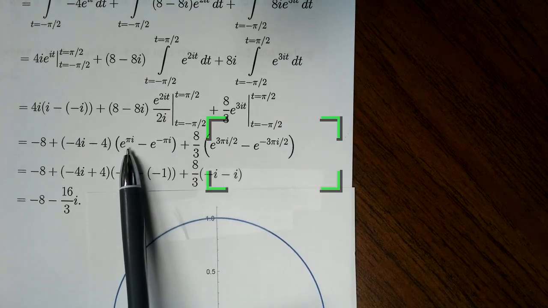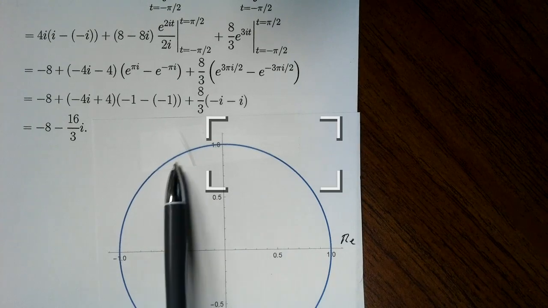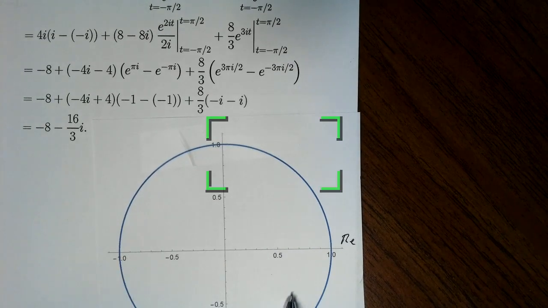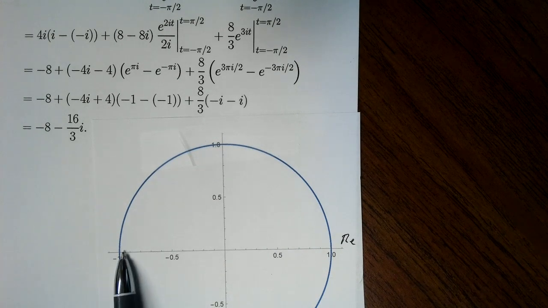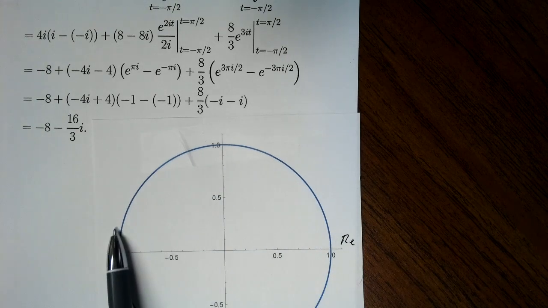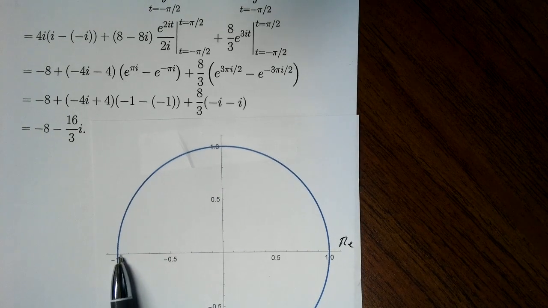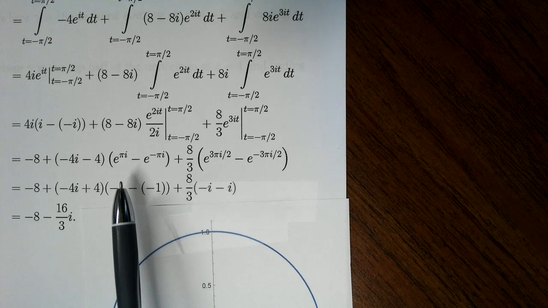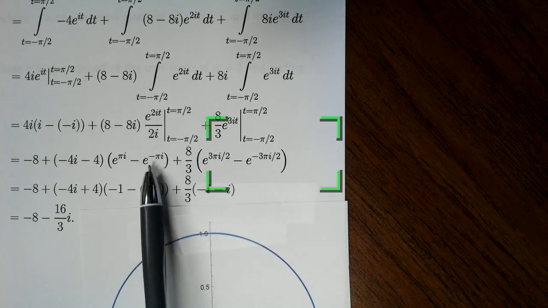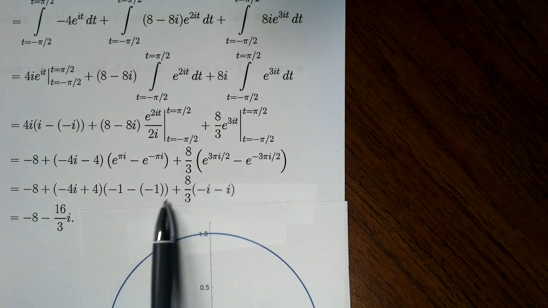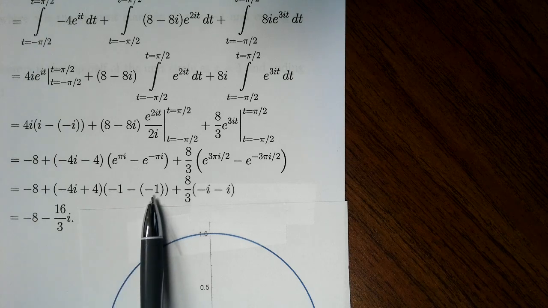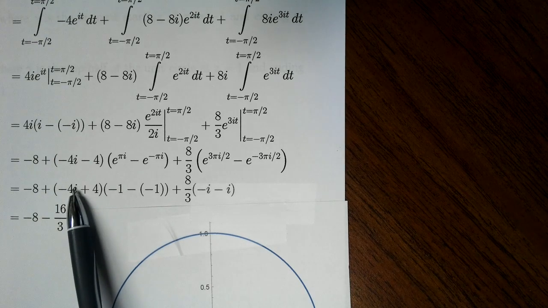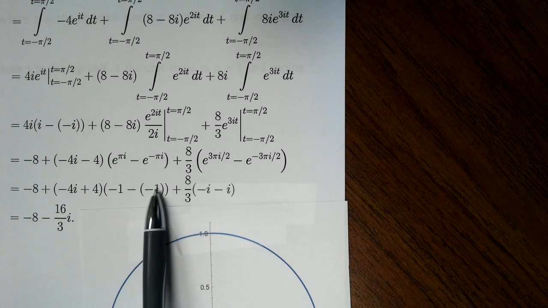So e to the pi i on the unit circle is negative 1, and e to the minus pi i is negative 1 as well. So I'll have minus 1 minus a minus 1, which is going to be 0. So I'm going to have the minus 8 plus all of this, which is just 0.